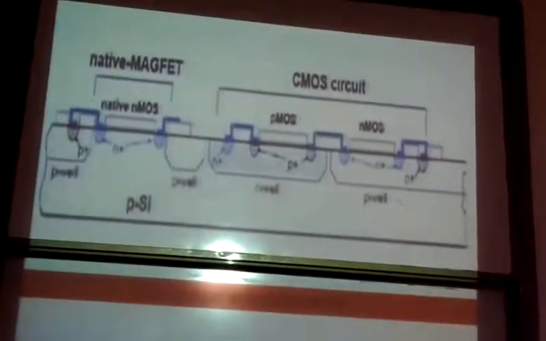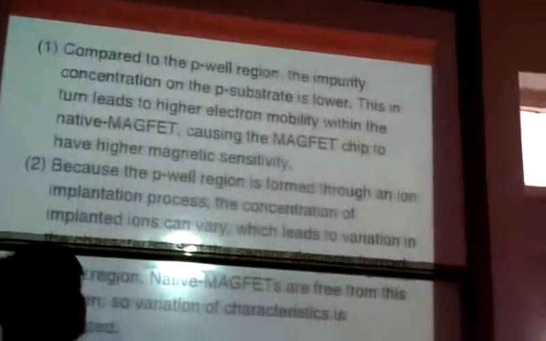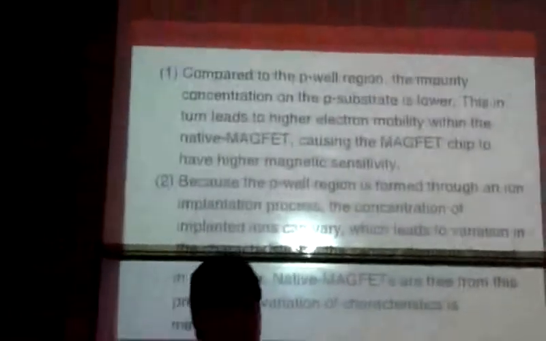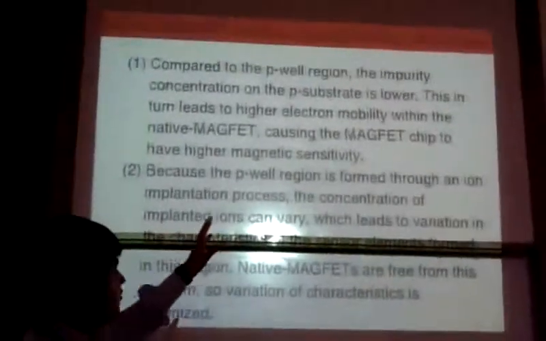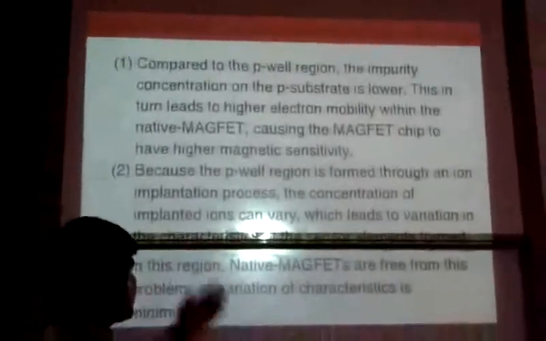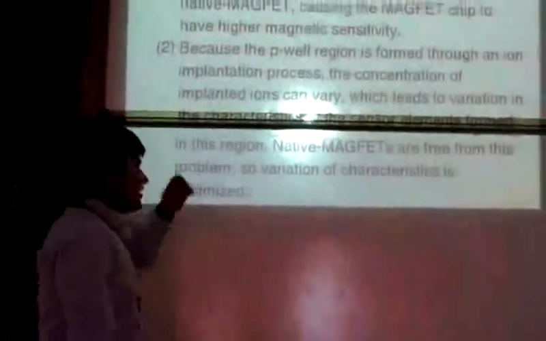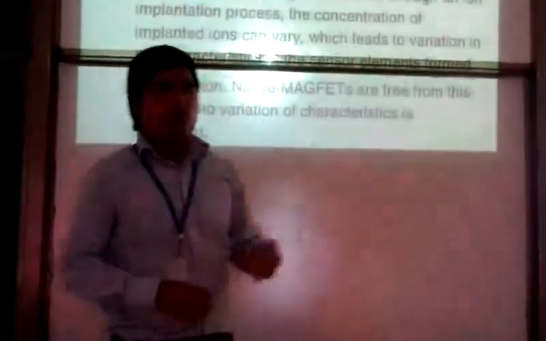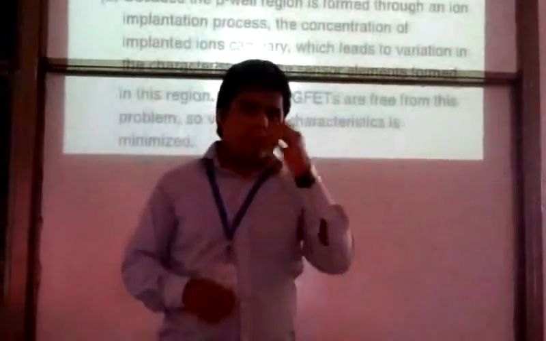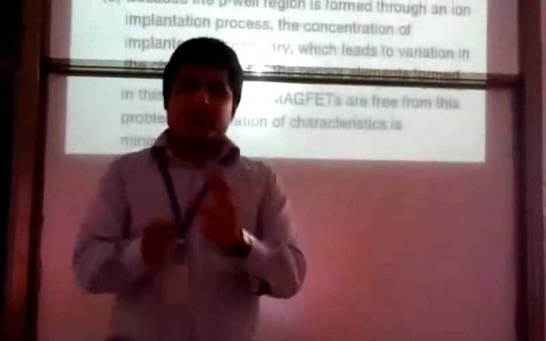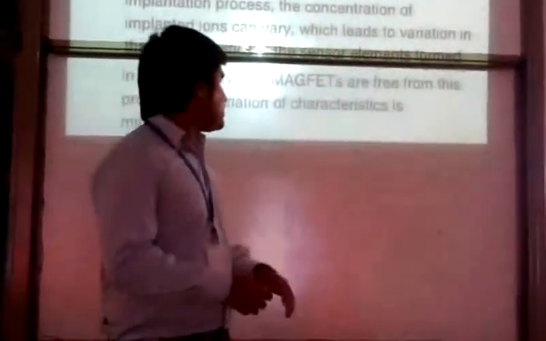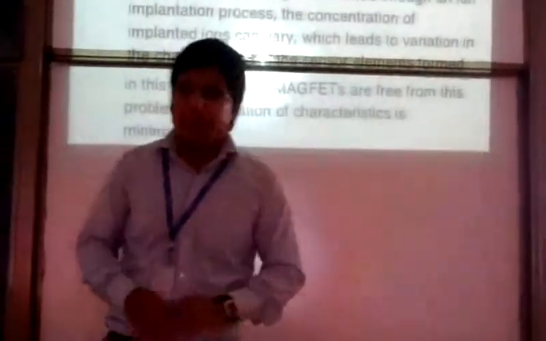First one is what? Compared to the P1 region, the impurity concentration in the P substrate is lower. P substrate is lower means what? This is going to lead to high electron mobility with the native magnet, causing the magnetic chip sensitivity to increase. Second point is what? The P1 region is formed through ion implantation. Accordingly, the sensitivity and whole characteristics of the circuit and device depend on the ion implantation. It varies according to the ion implantation. But in the native magnet, what is the big advantage? It is not affected by any type of ion implantation.